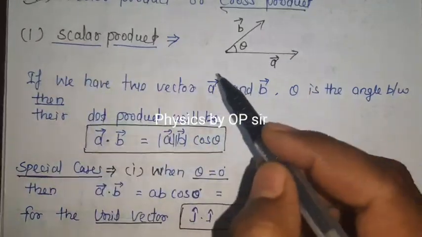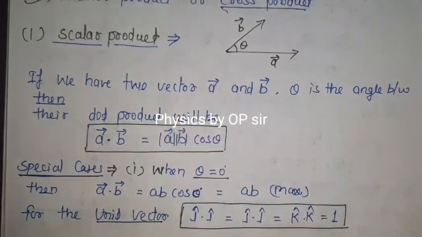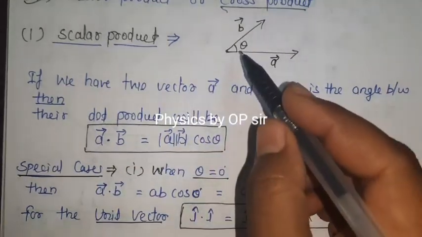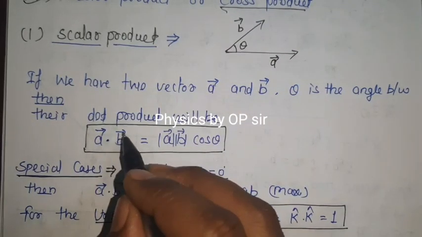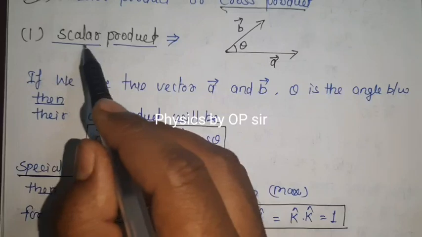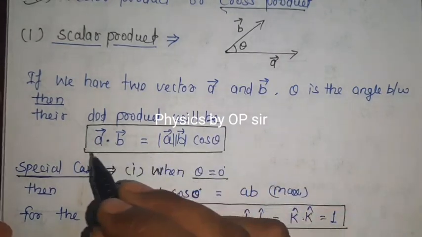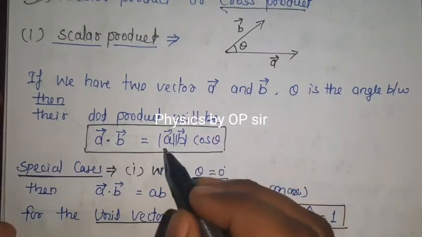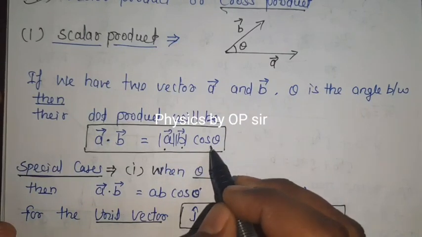What is the scalar product? Suppose we have two vectors, a vector and b vector, and the angle between them is theta. Then what will be the dot product? It is represented by a vector dot b vector. What does it mean? It means a scalar product. But scalar product does not mean that it is the product of scalar quantities. It is always the product of vector quantities. So we can write a dot b is equal to AB cos theta. Here A is the magnitude of a vector, B is the magnitude of b vector, and theta is the angle between a vector and b vector.